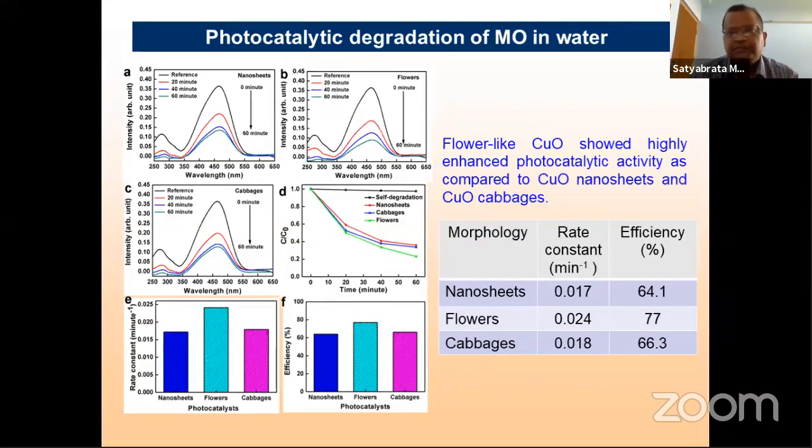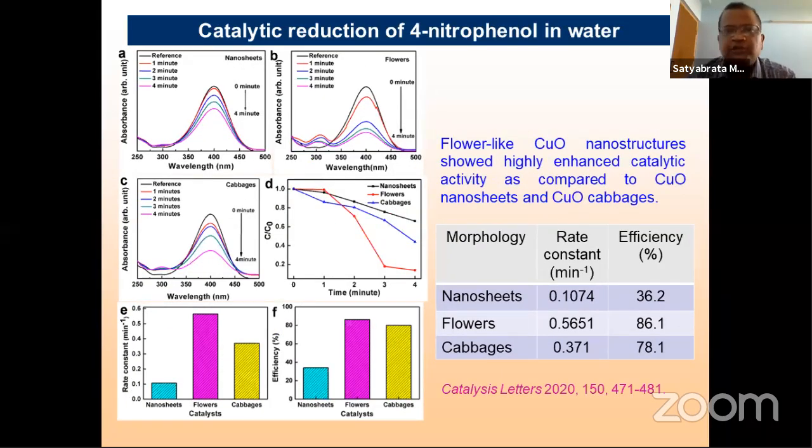Now, these are a few representative organic pollutants. We wanted to test various nitro aromatic compounds. We chose 4-nitrophenol, one of the major pollutants in wastewater, and we wanted to see what the catalytic activity of various nanostructures of copper oxide is. The UV visible spectra clearly show that copper oxide flowers efficiently reduce 4-nitrophenol to 4-aminophenol in just 4 minutes. It's important to note that while 4-nitrophenol is extremely toxic, 4-aminophenol is very useful. It finds a lot of applications in pharmaceuticals, and that's where it becomes important to convert this toxic chemical in water to a very useful form, which is non-toxic and usable.